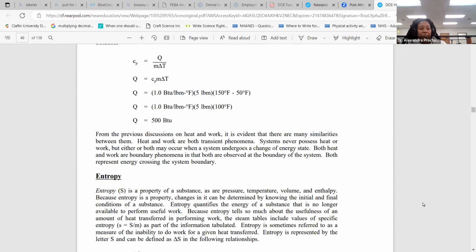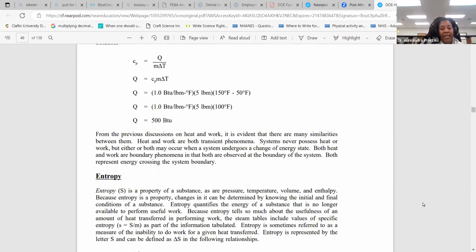Entropy, or S, is a property of a substance, as are pressure, temperature, volume, and enthalpy. So because entropy is a property, changes in entropy can be determined by knowing the initial and final conditions of a substance. That is because, unlike heat and work, it is a state function. It's path independent. So if you know the initial and final conditions of a substance, you can calculate entropy.